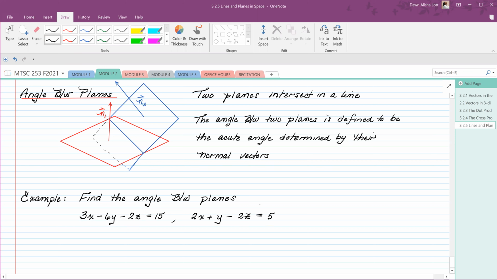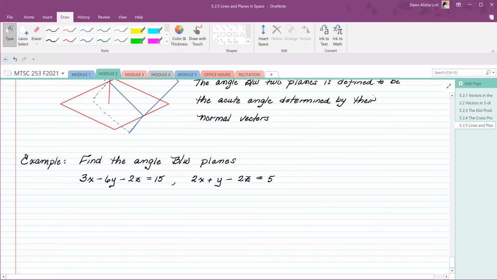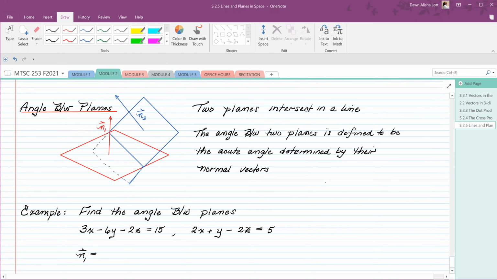So what is the normal vector of the first plane? What's N1? Anaya, what's N1? What's the normal vector of the first plane? You said what's the normal vector of the first plane? Yes. What do you mean, what's the normal vector?